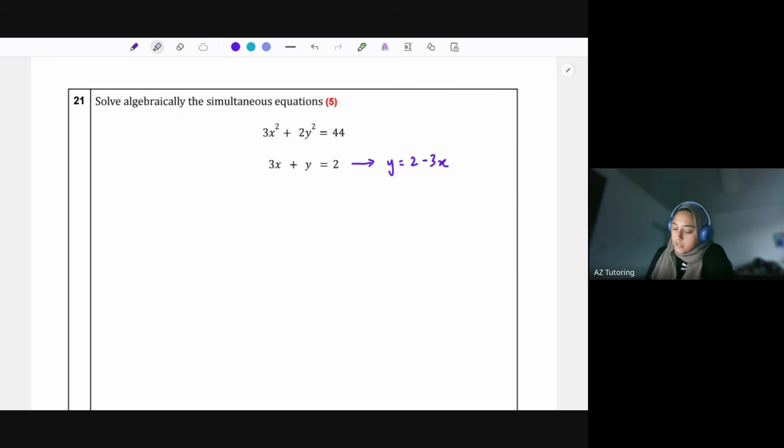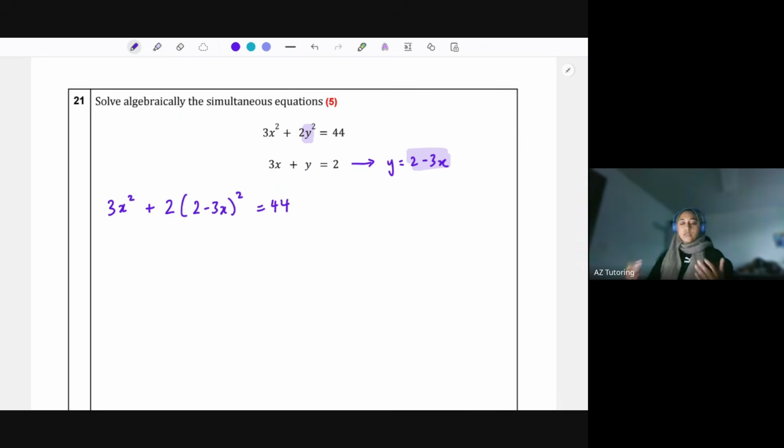And now y equals this. I just need to substitute for y in this top one here. And the reason why I'm doing that is I want an equation that's just all in terms of one letter so I can solve it. So essentially I'm eliminating the y from the top. So let's do that here. We've got 3x squared plus 2y squared, y which is 2 minus 3x squared equals 44.